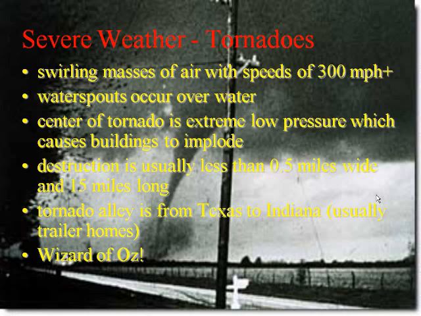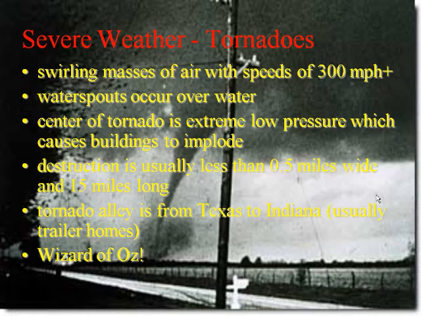Tornadoes have 300-plus miles per hour winds, or airspeed, wind speed, same thing. Waterspouts are tornadoes over water, like a lake, river, or ocean. They're caused by extreme low pressure, which can actually implode a building. The destruction is usually less than half a mile wide and 15 miles long, so they're very narrow paths.